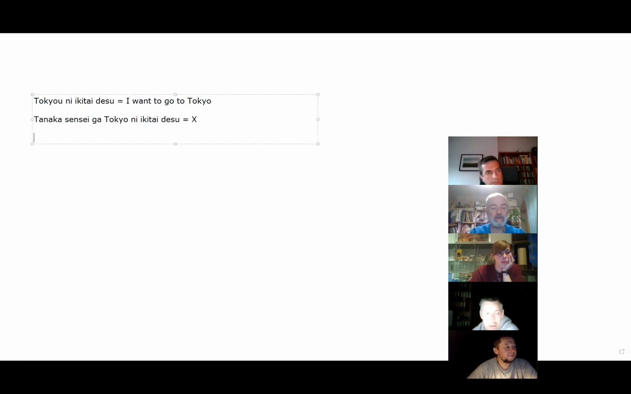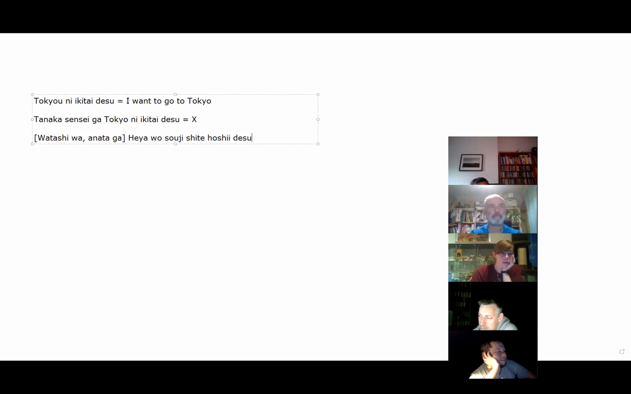Similarly, ice cream. No, let's not use ice cream. This you actually can use in this way. Heya o. Let's just put watashi wa at the beginning. Watashi wa anata ga. These are unspoken, of course. Heya o souji shite hoshii desu. Okay. All right, so far. This is I want you to clean the room.